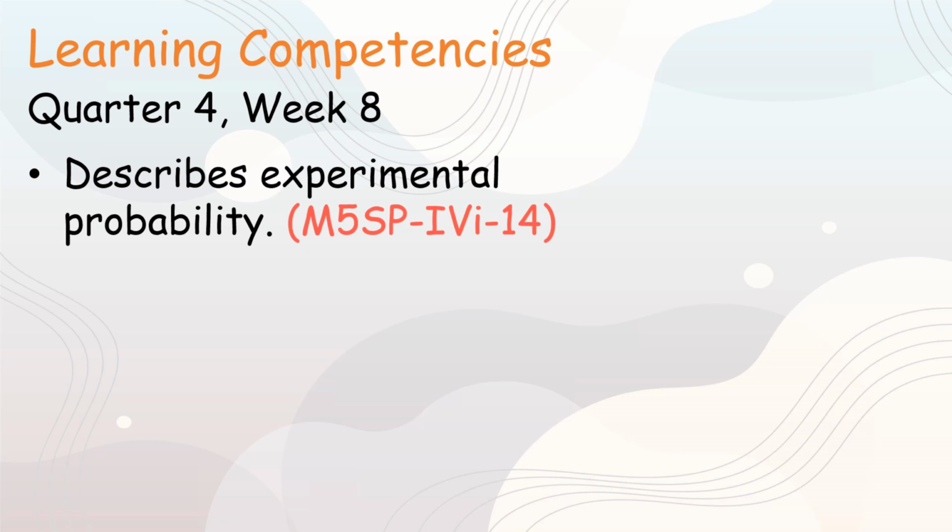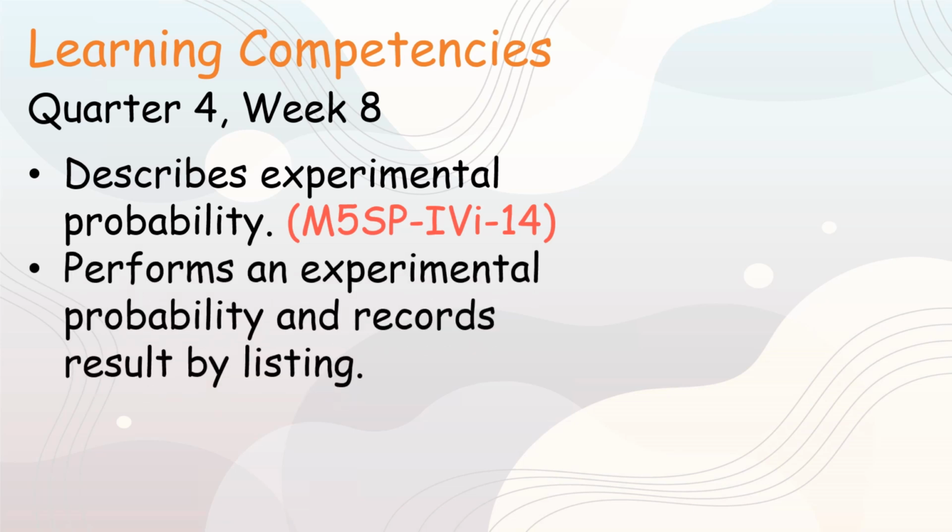One of our objectives for today's lesson is to describe experimental probability, and we also have the code M5SP-IV-I-14. And the second objective is to perform an experimental probability and record results by listing. We also have the code M5SP-IV-I-15.